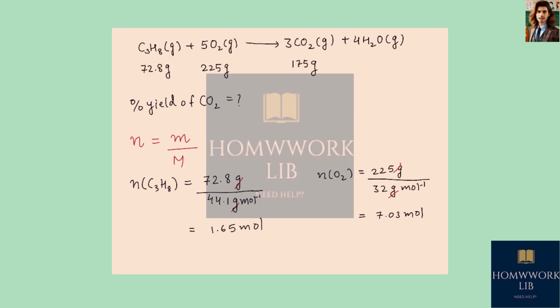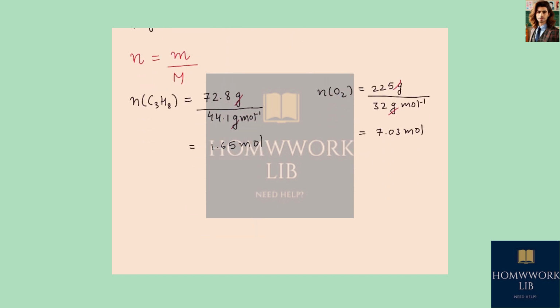Here we can see we are having propane, that is C3H8. Here we are having oxygen gas. We can see 1 mole of propane reacts with 5 moles of oxygen. We are having 1.65 moles of propane. It will react with 5 mole divided by 1 mole into 1.65 moles of oxygen gas. We can eliminate the mole unit in this manner, and on solving we are getting 8.25 moles of oxygen gas, but we are having 7.03 moles of oxygen.